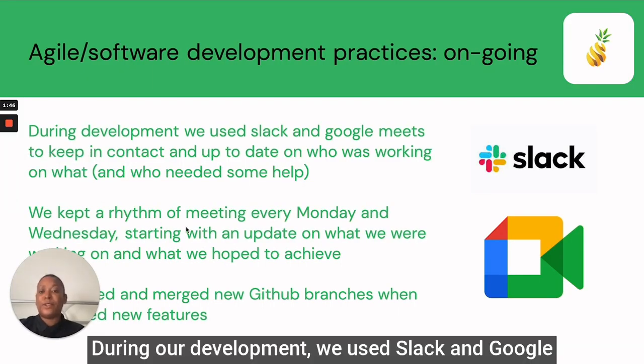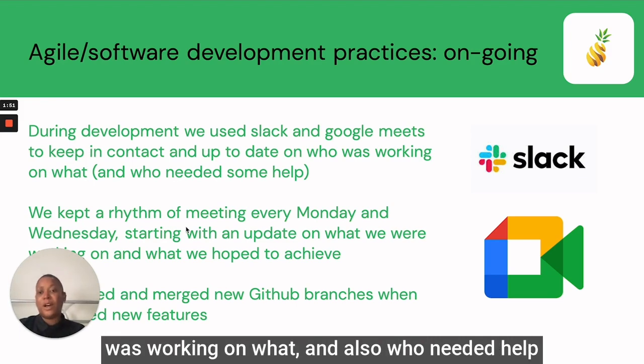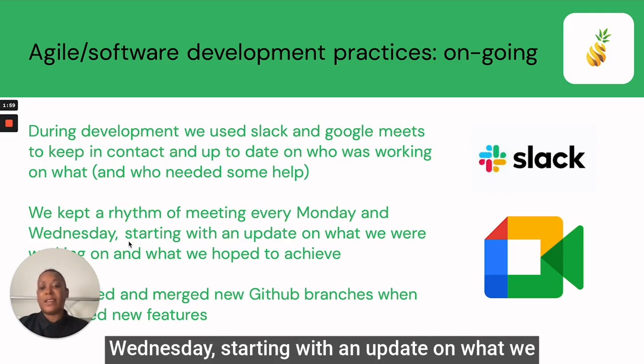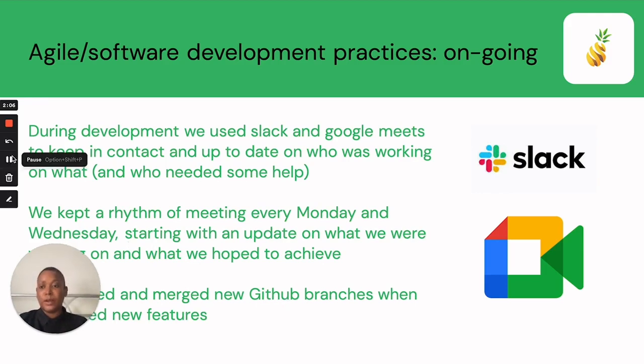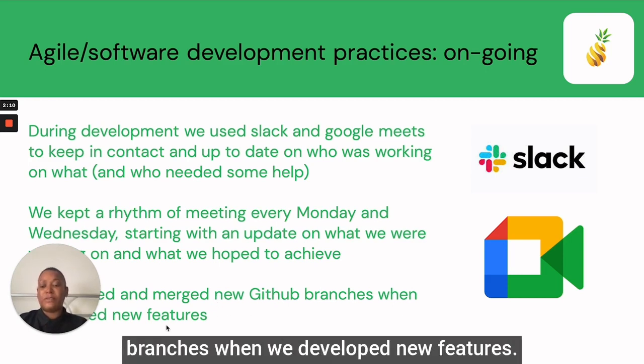During our development, we used Slack and Google Meets to keep in contact and up to date on who was working on what, and also who needed help for some of the areas that they were working on. We kept a rhythm of a meeting every Monday and Wednesday, starting with an update on what we were working on and what we hoped to achieve. We created and merged new GitHub branches when we developed new features.